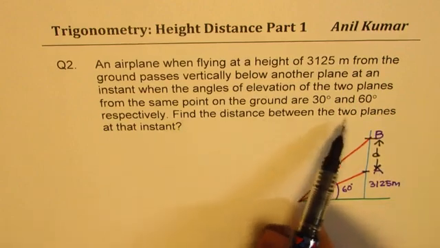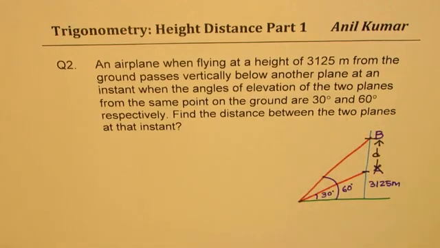So find the distance between the two planes. Now how are you going to do it? Right? So that is what you need to figure out. Now in this particular case, we can find the tan ratio, right, and then subtract one height from the other to get the particular answer.